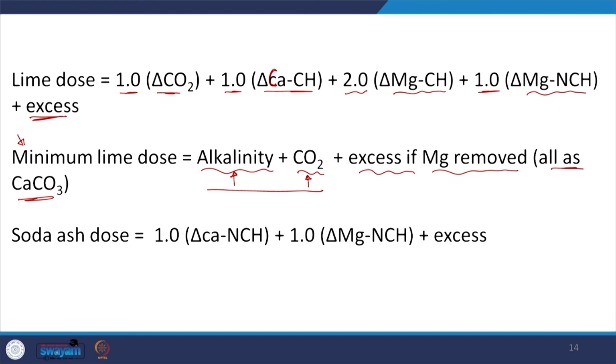When is soda ash to be added? When I have no carbonate present in my solution, I have to supply the relevant CO3 2 minus. It is added when I have to remove calcium non-carbonate hardness or magnesium non-carbonate hardness, and obviously excess to drive the relevant reaction. So, I see that it is 1 for each case. So, let us move on.